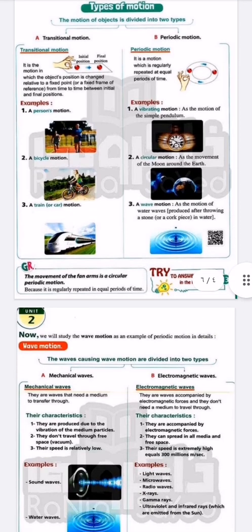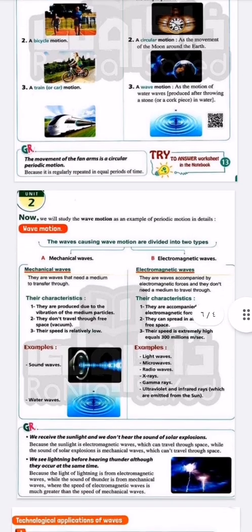We have a new concept, wave motion. Wave motion can be divided into two types. Type number 1, mechanical wave, and type number 2, electromagnetic wave. Mechanical waves are waves that need a medium to transfer. This wave doesn't transfer without a medium.